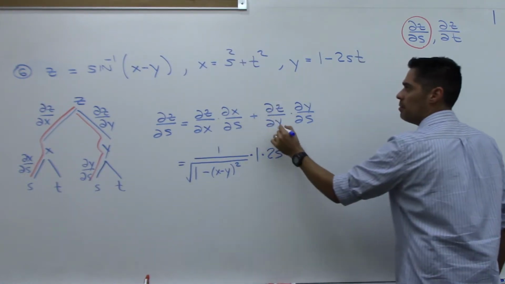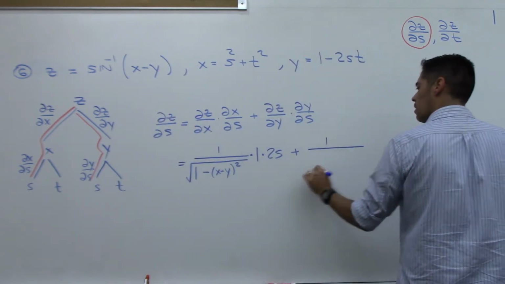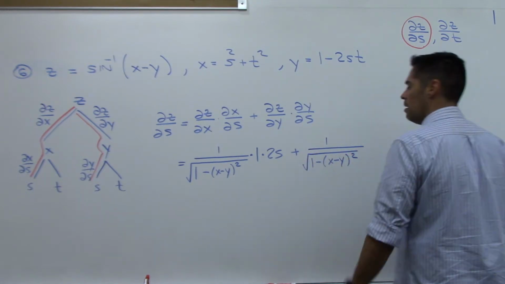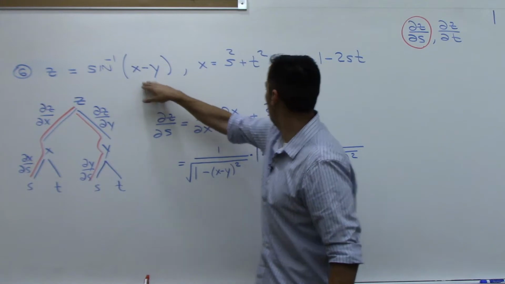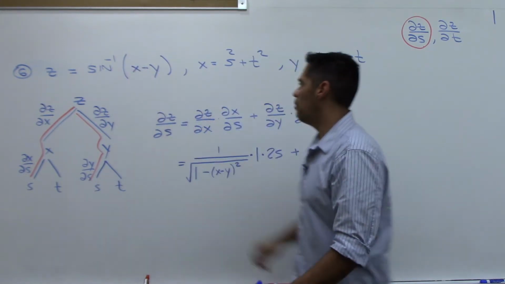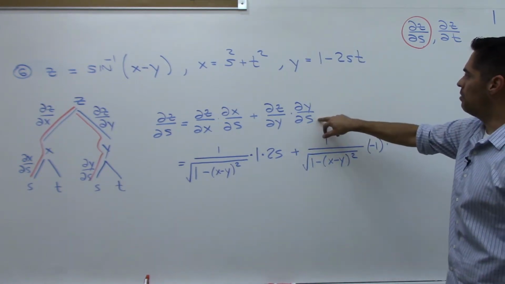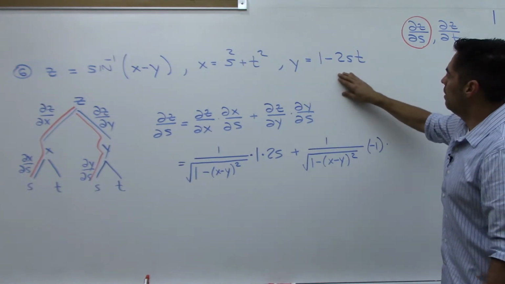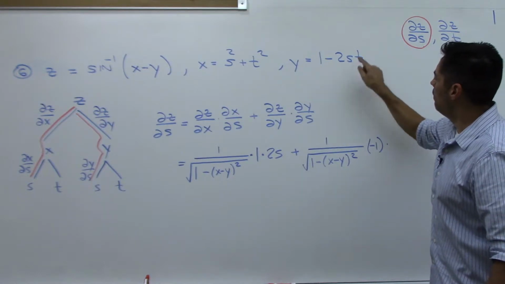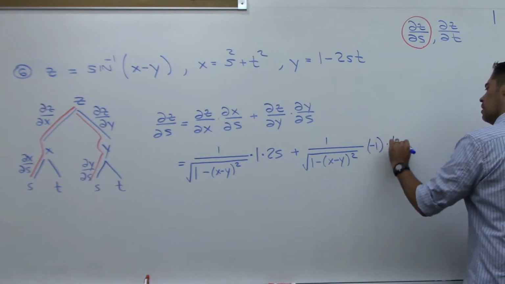Plus, now partial z with respect to y, same thing: the derivative of arc sine of something is 1 over the square root of 1 minus whatever was inside the argument squared, then times the derivative of what's inside with respect to y. So x is a constant, that's 0. The derivative of negative y is negative 1. Times partial y with respect to s. So here's y. Treat this like a constant. The derivative of 1 is 0. The derivative of s by itself is just 1. But then I have times negative 2t, so negative 2t.